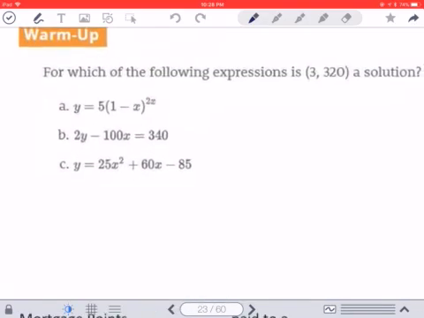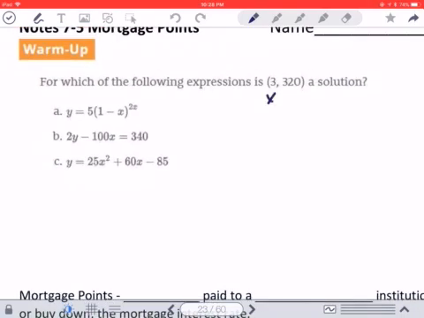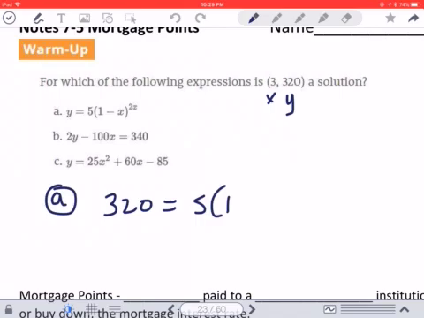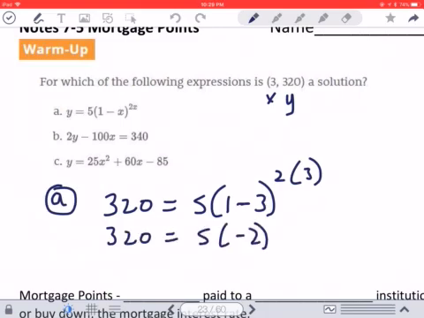Okay, so let's plug this in. First of all, I know this is my x value, this is my y value. So when I plug that in for A, let's see if we have to plug it in for all three of them. We'll find out here. Y is going to be 320. X is going to be 3. And I'll plug that in for X for both X's that I see there. Okay, when I simplify, this is going to be 320 equals 5 times negative 2 to the 6th power.